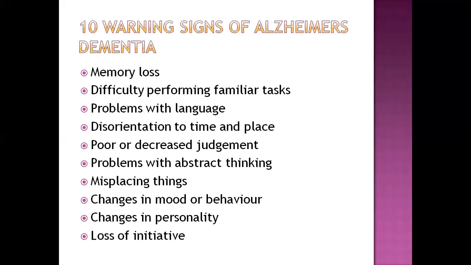There are 10 warning signs of Alzheimer's dementia. This is very important for the exam. Each one of these symptoms or signs, if seen in any patient, even of stage 1 or stage 2 or any stage, should be taken to hospital immediately, because these are the signs that denote that the patient needs immediate treatment.